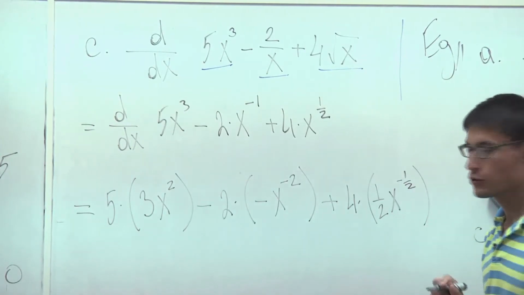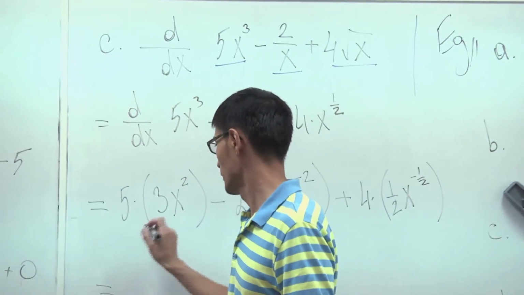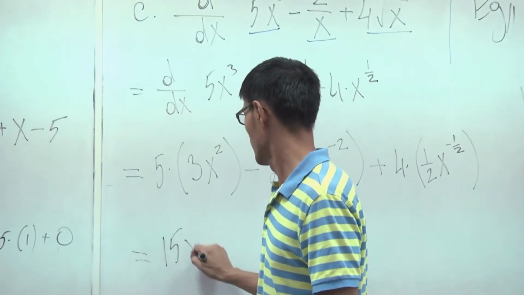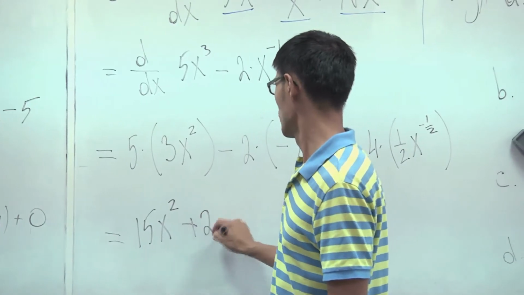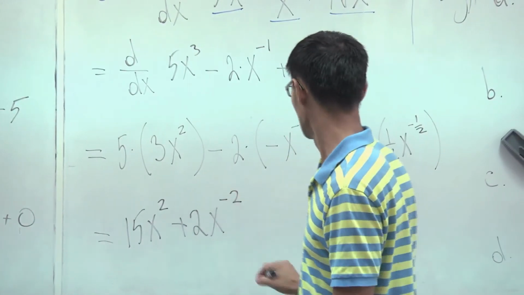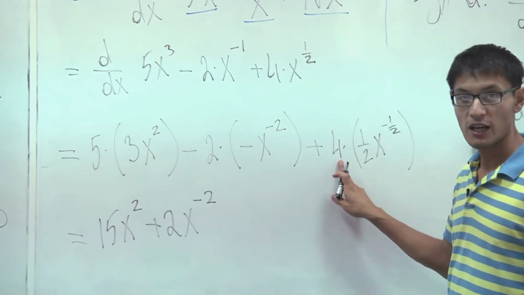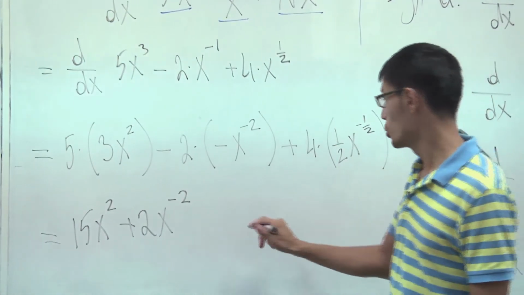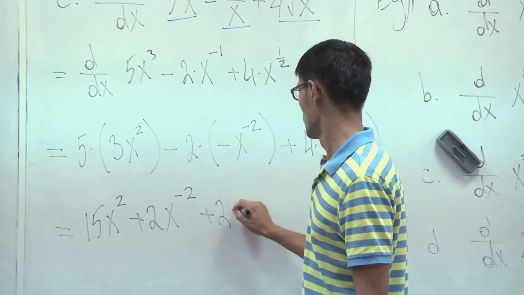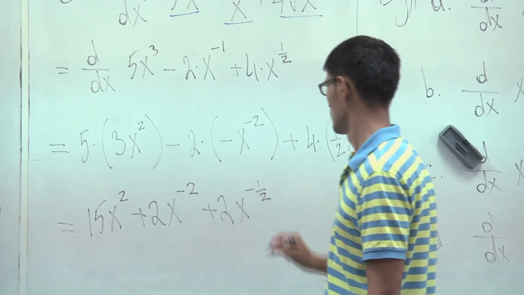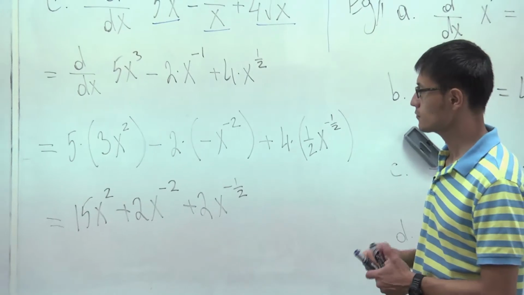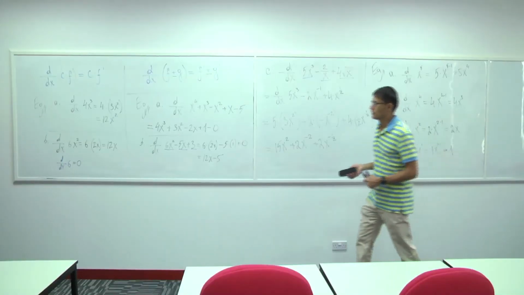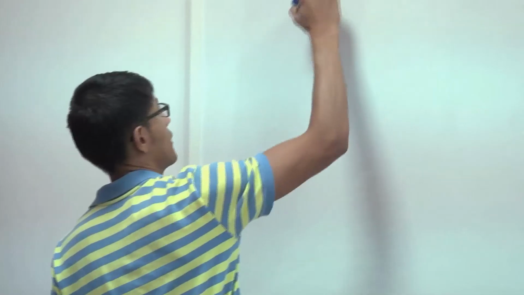Okay? And then you just simplify. And if we simplify, we get 15x squared. Minus minus become plus 2x to the negative 2. 4 times 1/2 will be 2. Okay? And that's your final answer. Okay. Let's move on to the next rule.